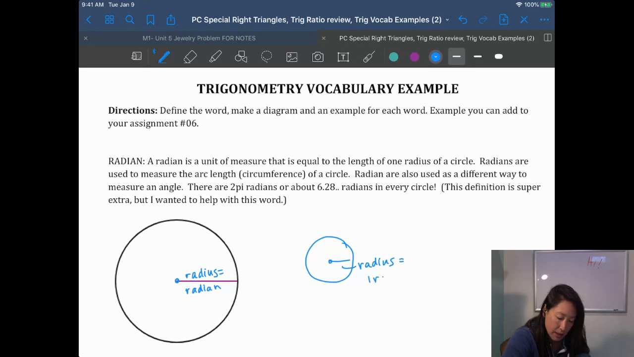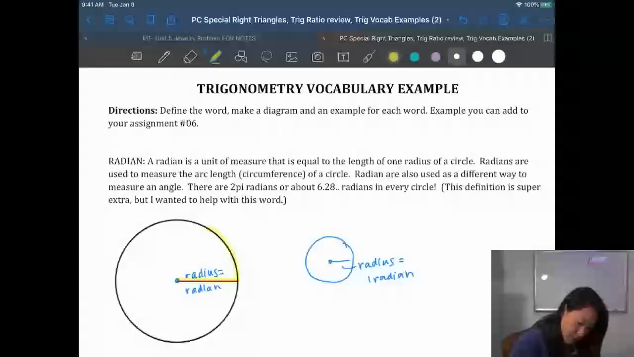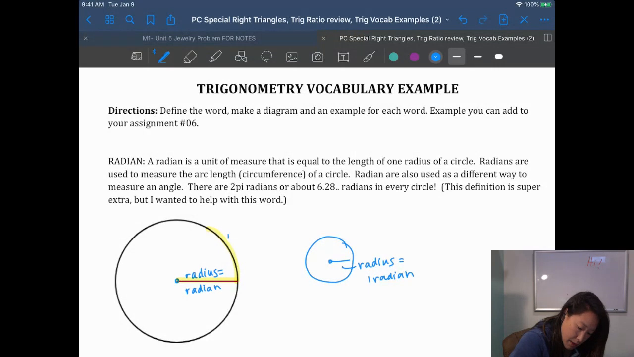So I'm going to take this length right here. I'm going to estimate a little bit so that the length of 1 radius, if I wrap it around the circle, this is equal to 1 radian. So it's the equal lengths here. 1 radius, 1 radius. So how many of these radii fit around the circle? Well, 2 pi, or 6.28 radians. Okay, that's it.